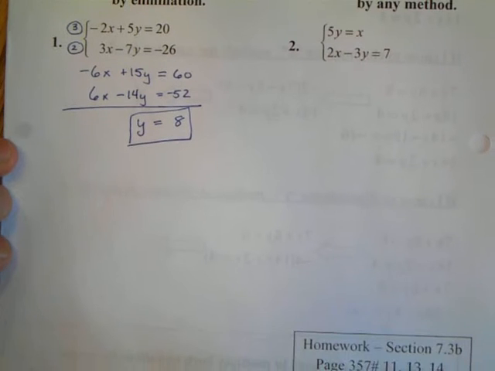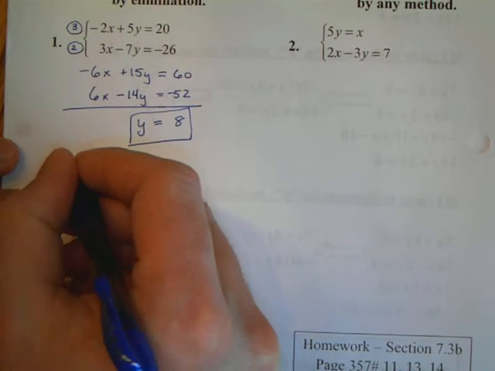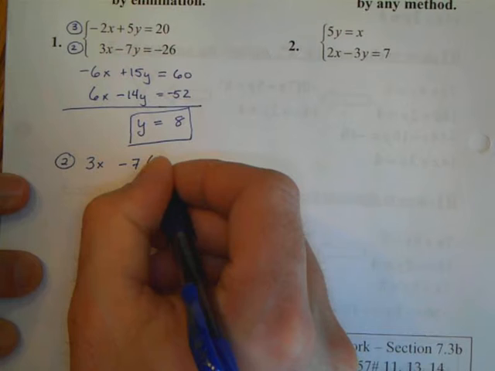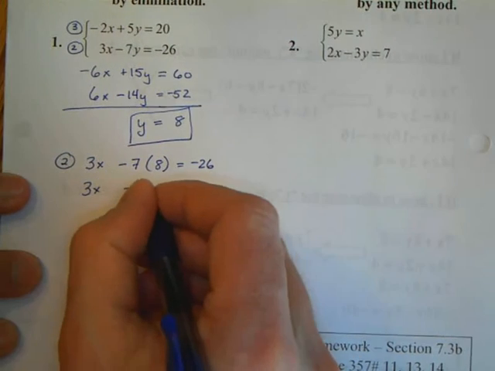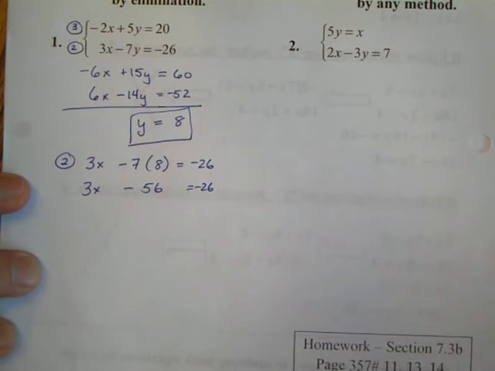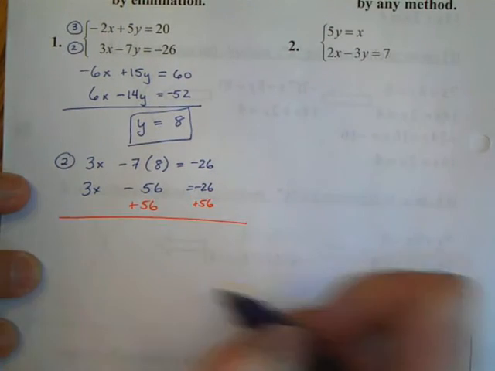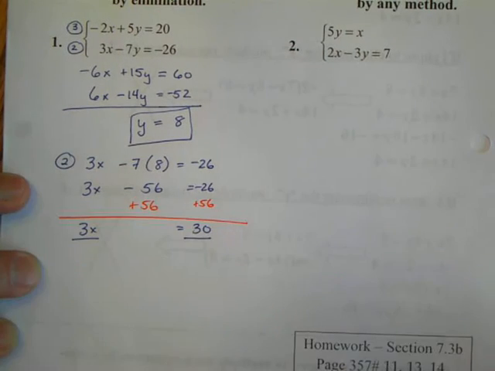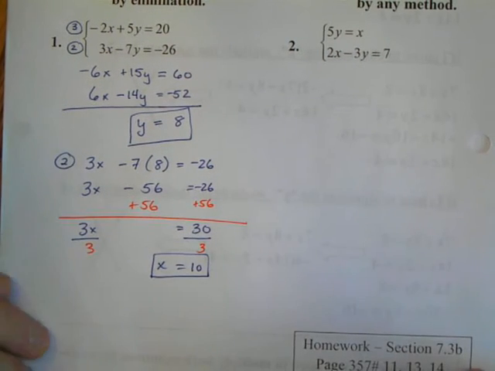Now I'm going to try to find the value of my x. To do that, I'm going to plug it into the first or second equation. I'm going to choose the second one just because it has negative 7y, and that will be easier to work out as we go through it. So I'm going to replace that y with an 8, and that's supposed to equal negative 26. So 3x minus 56 equals negative 26. To solve this, I'm going to add 56 to both sides. That gives me 3x equals 30. I divide both sides by 3. As you can see, x is going to be equal to 10.